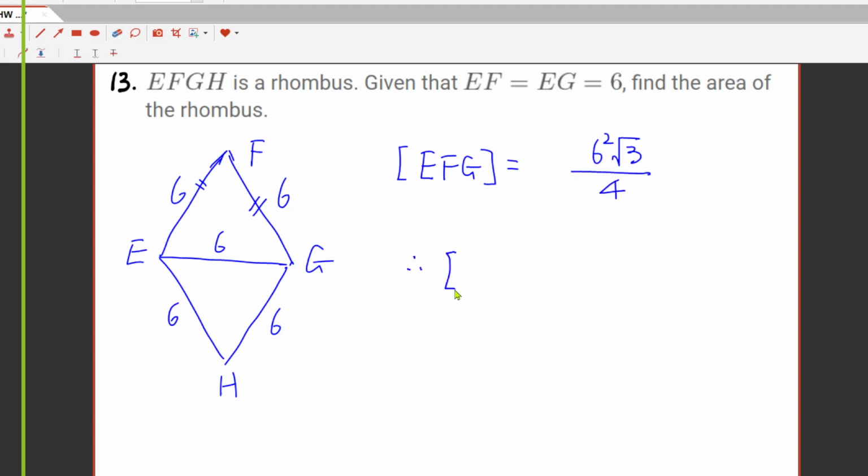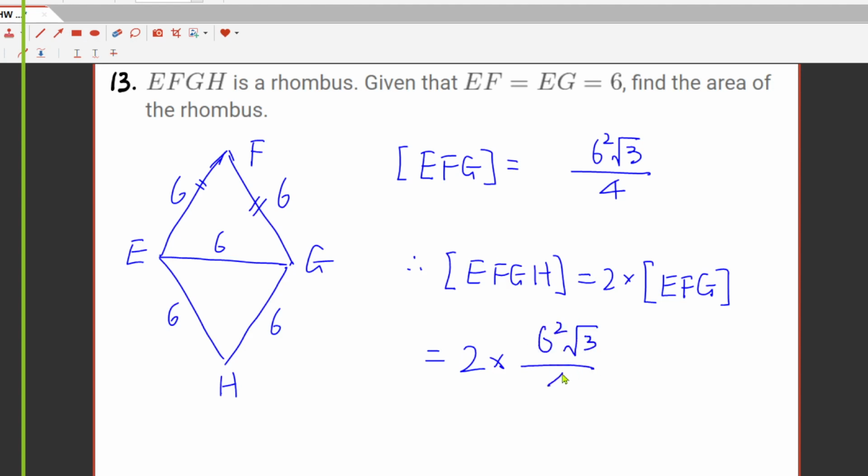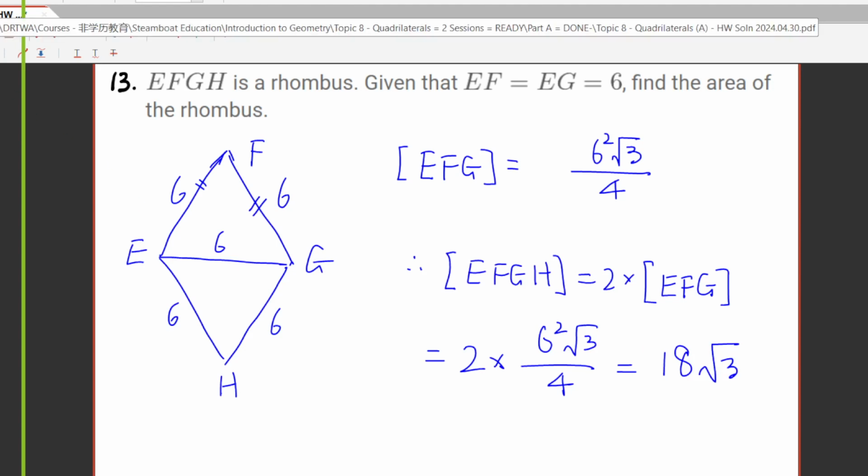Then the area of the rhombus EFGH must be twice that of the equilateral triangle, which gives twice of 6 squared square root 3 over 4. And we know that's 18 times square root 3, right? Any questions?